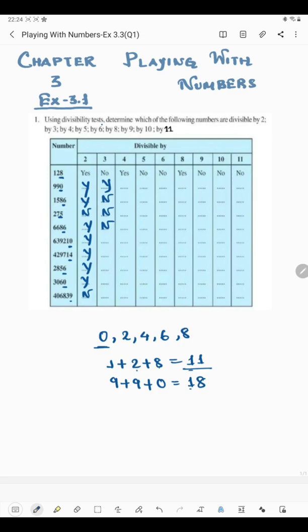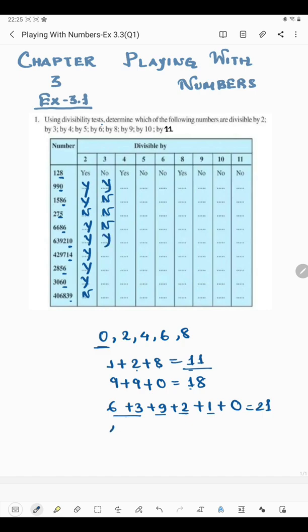Okay. Next we have 639210. Again we will find the sum of the digits. 6 plus 3 is 9, 9 plus 9 is 18, 18 plus 2 is 20, 20 plus 1 is 21, and if you add 0 to any number, then we get the same number. So we will have 21, which is a multiple of 3. So we will write yes.